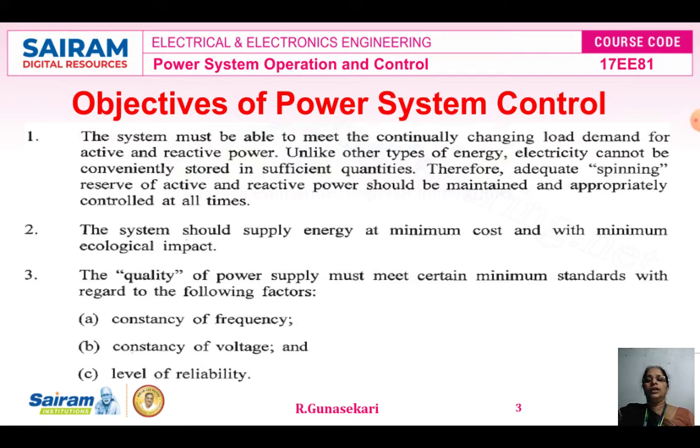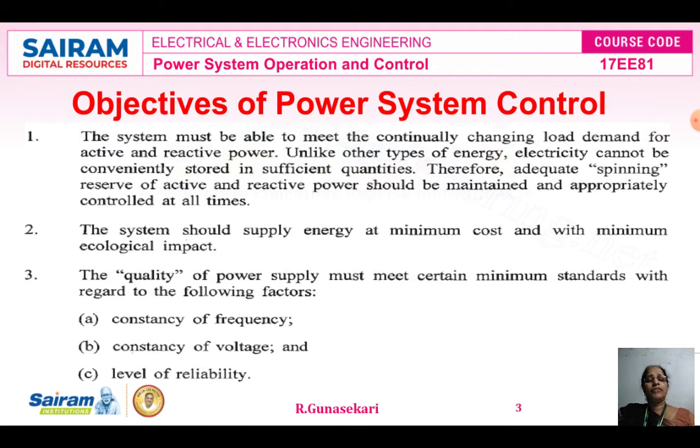The spinning reserve we will study later, in the constraints of unit commitment, the third part of module 1. The second point is that the system should supply energy at minimum cost and with minimum ecological impact, that is, economically. The quality of power supply must meet certain minimum standards: constancy of frequency, that is, maintaining a constant frequency of 50 Hertz; constancy of voltage, that is, constant voltage; and the level of reliability. So we have to maintain constant frequency, constant voltage, and a level of reliability.